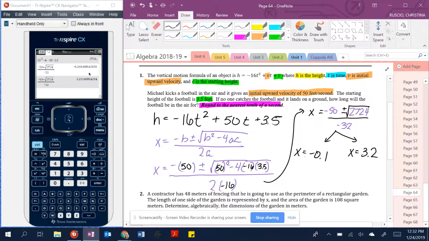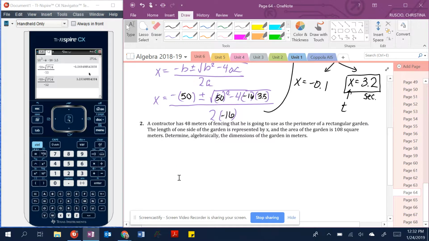3.2. Which answer doesn't make sense? The negative, because obviously we're dealing with time. In this case, it would be t equals. So that really is our t value. And t equals 3.2 seconds. All right, moving on to number 2.